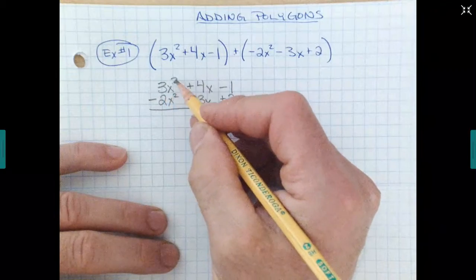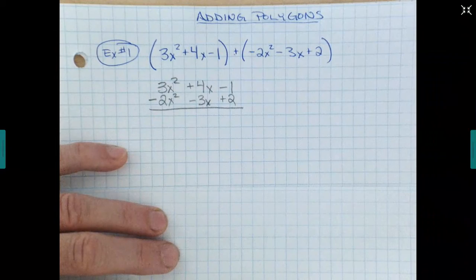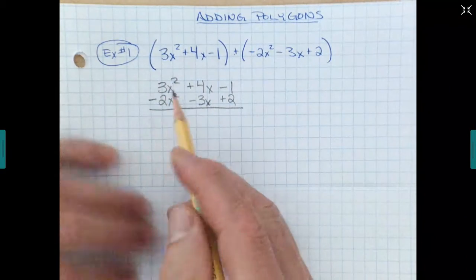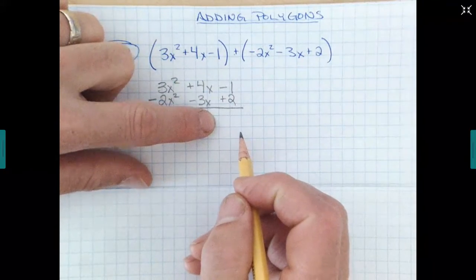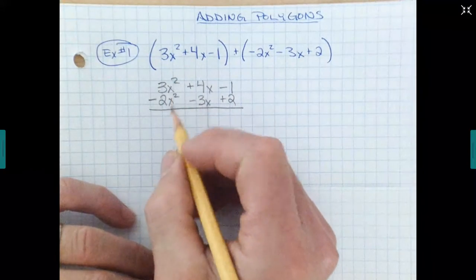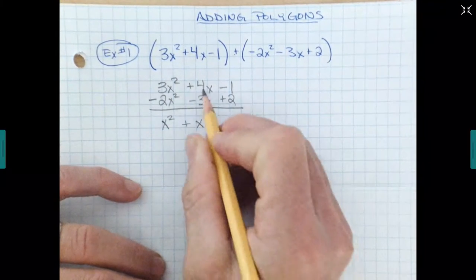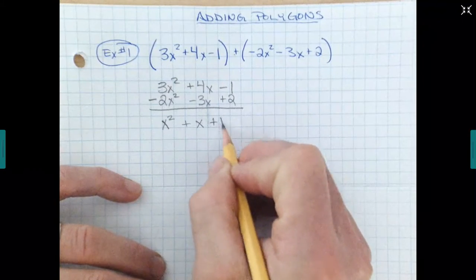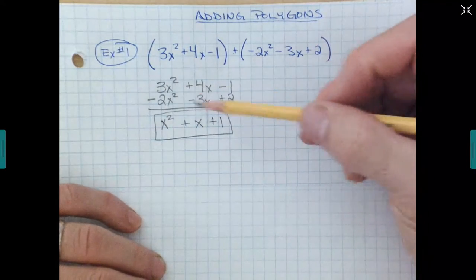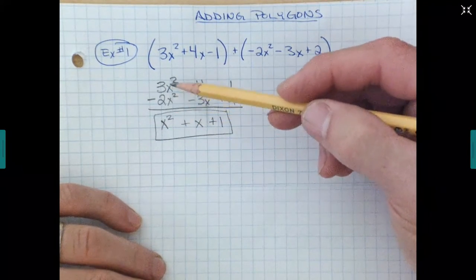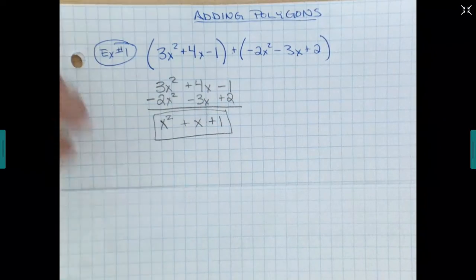So I just go down: 3x squared, because these are like terms. I always put like terms in a row. Essentially, the x squareds have this row, the x's have this row, and the numbers have this row. 3x squared minus 2x squared leaves me with x squared plus 1x plus 1. So all I have to do to add polynomials, and it's that easy, as long as I line them up with the like terms.